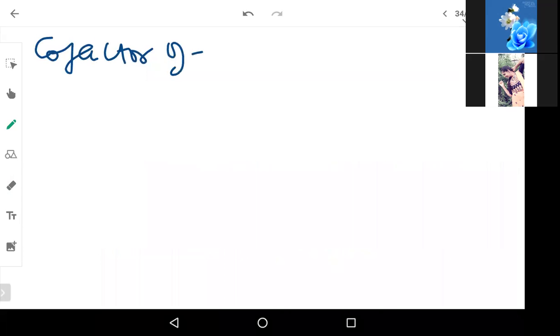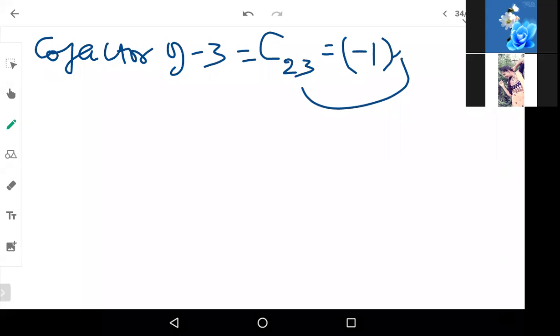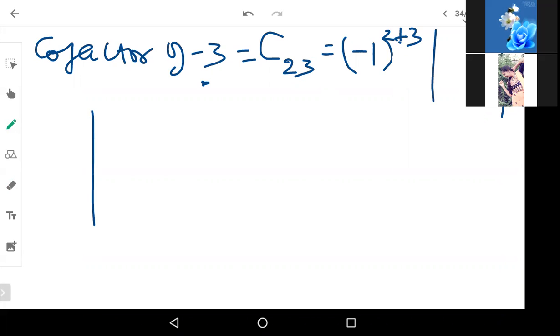the cofactor of minus 3. So minus 3 is in second row, third column. Now listen. You just have to multiply by minus 1. First take minus 1 and take this 2 and 3 here as the power, 2 plus 3. The same 2, 3 which I wrote here, we have taken as 2 plus 3. Now for this, multiply the minor of minus 3. What is the minor of minus 3? Write the determinant.